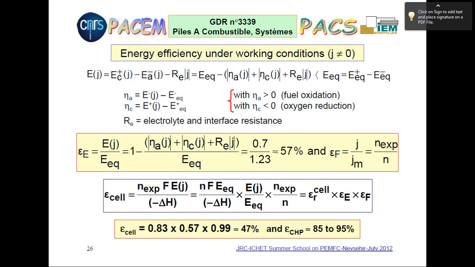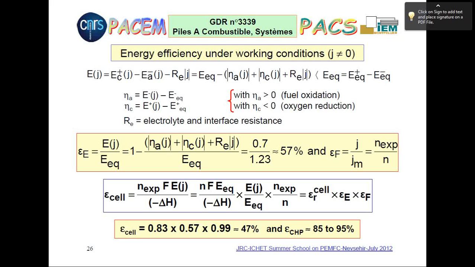Then, for the electrochemical cell, you can get the working efficiency: the number of Faradays experimentally exchanged times the working cell voltage, compared to the heat of reaction minus the variation of entropy. With some easy calculation, you get that the working efficiency is the product of the theoretical reversible efficiency times the voltage efficiency times the Faradic efficiency.